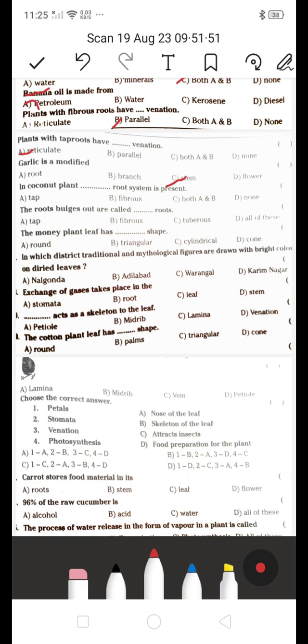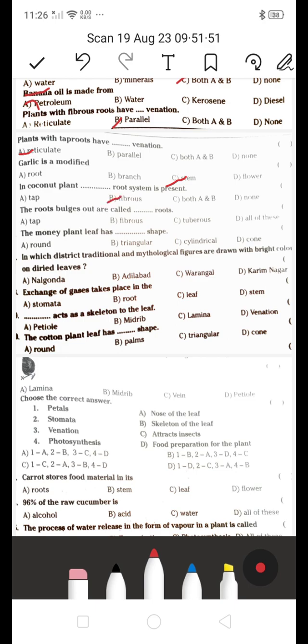And garlic is an underground modified stem. In a coconut plant, dash root system is present. Is it tap, fibrous, both A and B, or D, none? Which is the right answer? In a coconut plant, fibrous root is present. B is the right answer.